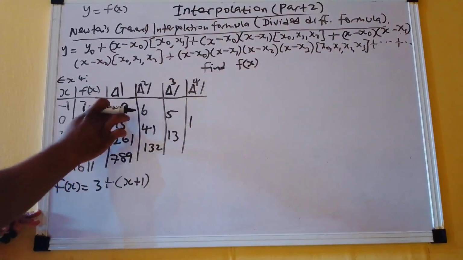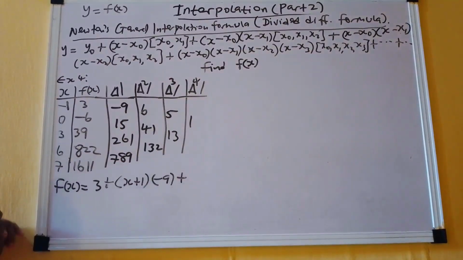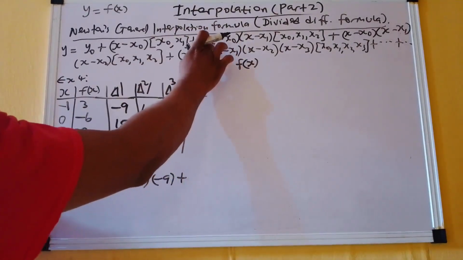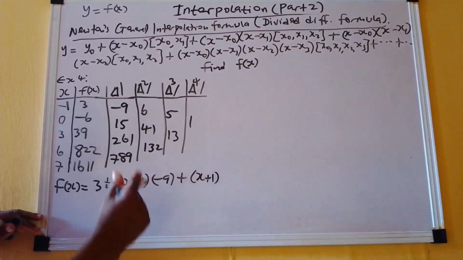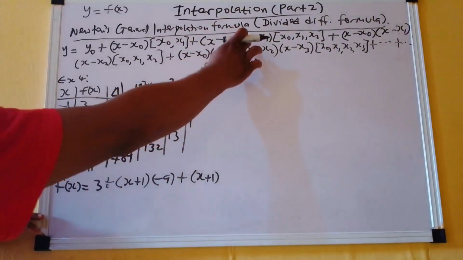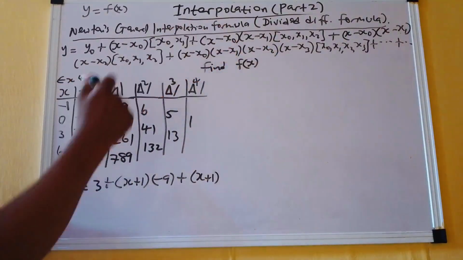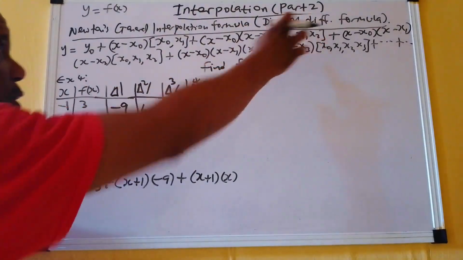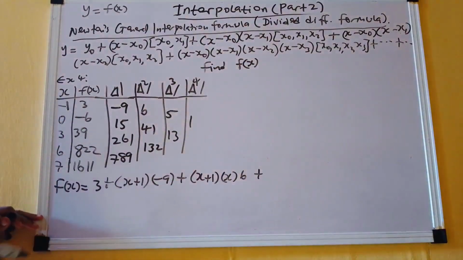Then this is the divided difference. You have this minus 9 in bracket. Then of course plus. Then you come here now. The next one is x minus x naught. Of course our x naught is minus 1. So that will give us x plus 1 into x minus x1. x1 is 0, so x minus 0 is x in bracket. Then the second difference is 6. Then you come again, plus.